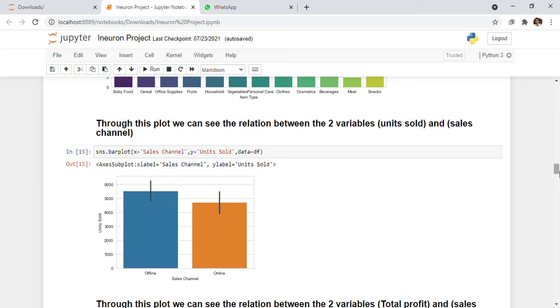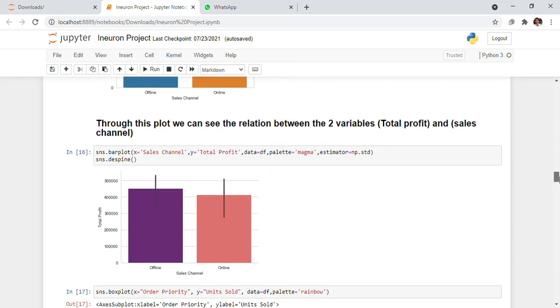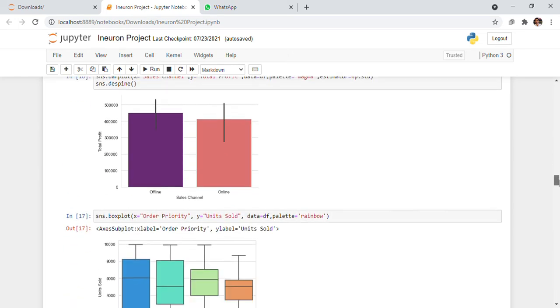So let us now come to the bar plot. A bar plot basically shows the relationship between two variables, so it is a bivariate graph. Here I have taken sales channel on the x-axis and units sold on the y-axis. So this shows the relationship, or some kind of correlation, between these two variables. So here is the bar plot for sales channel and total profit.